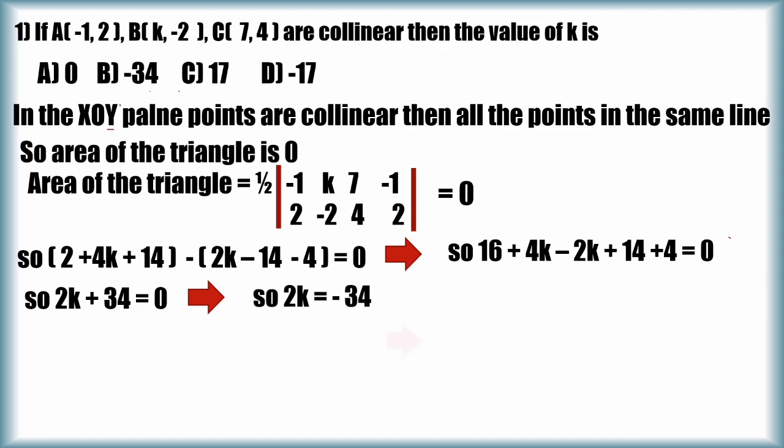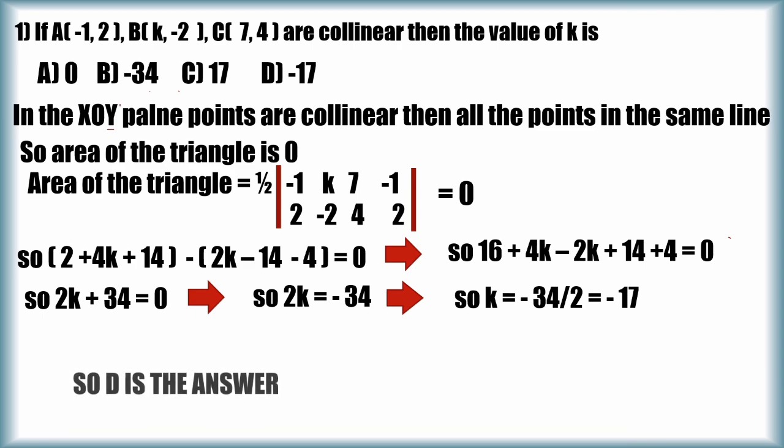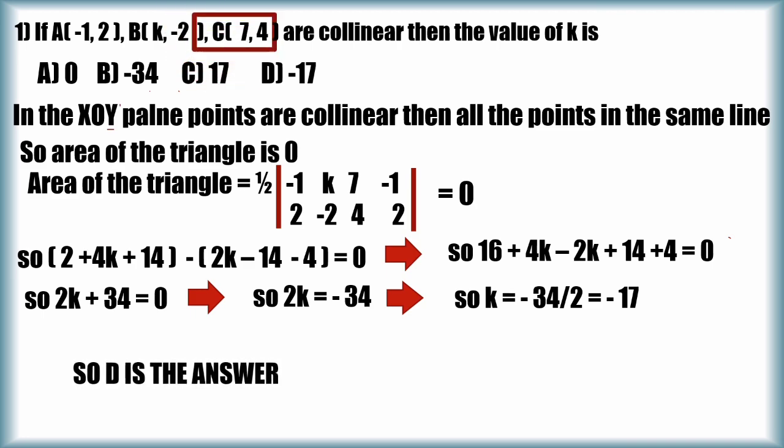So k equals minus 34 divided by 2. Here 2k is in multiplication, and when it is brought to the right hand side, it turns into division. Therefore, minus 34 divided by 2 is equivalent to minus 17. So we get k as minus 17. Here, D is the answer. So, D option is correct.